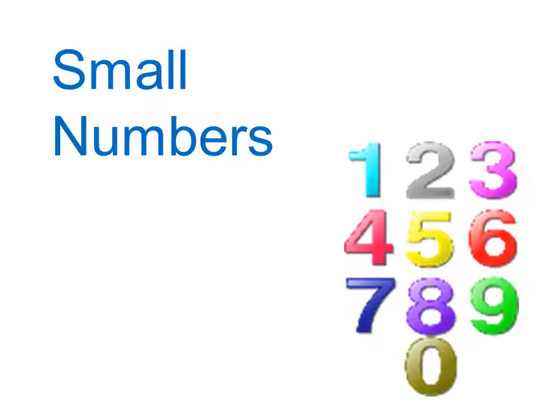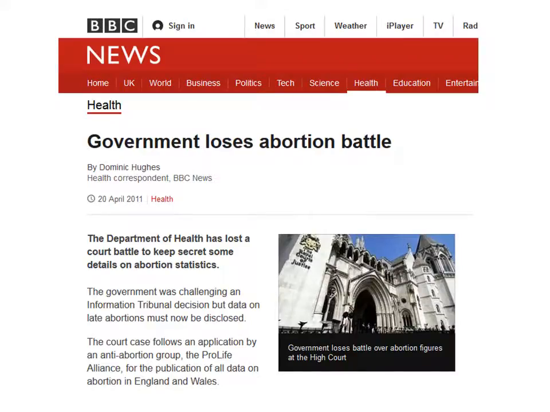So I'm now going to talk a little bit, as we mentioned before, about small numbers and when small numbers might be considered to be confidential information. In 2011, the Department of Health lost a court battle to stop the release of abortion statistics. The case was between the Department of Health and the Pro-Life Alliance over the release of small numbers in relation to late abortions. The Department of Health position was that numbers less than 10 should not be released, due to the potential for either identifying the individual who had the abortion or potentially the clinicians involved in the abortion.